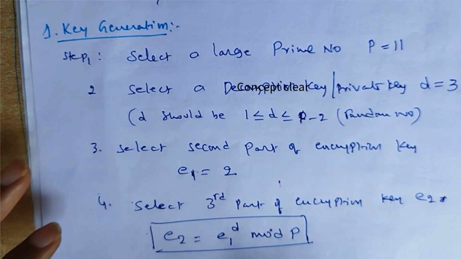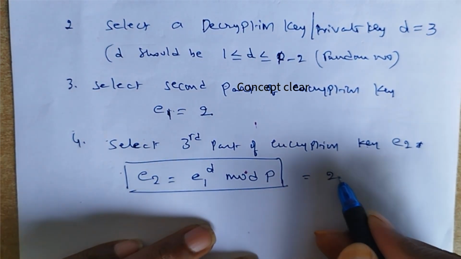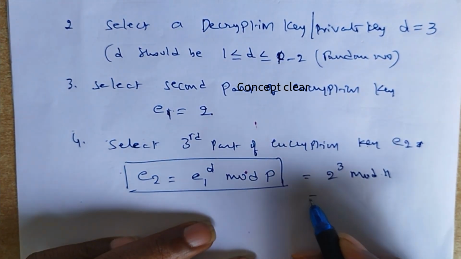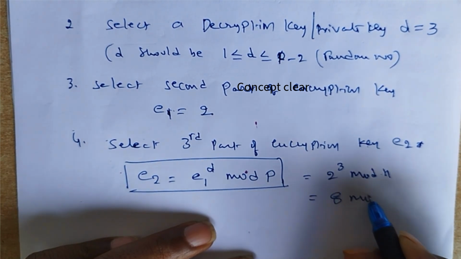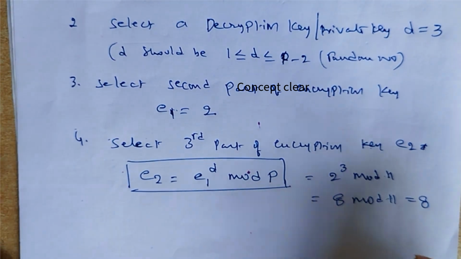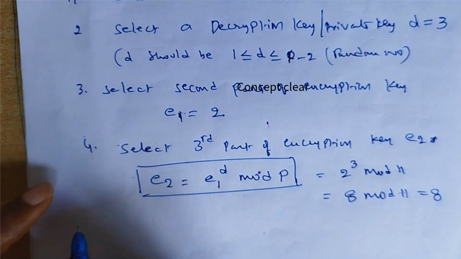Okay, here if we substitute the above values in this E2 equation, we will get 2 power 3 mod 11, that equals 8 mod 11, that equals 8. 8 mod 11 equals 8. So what is the value here? E2 equals 8.